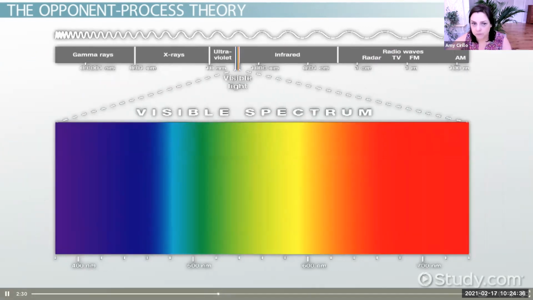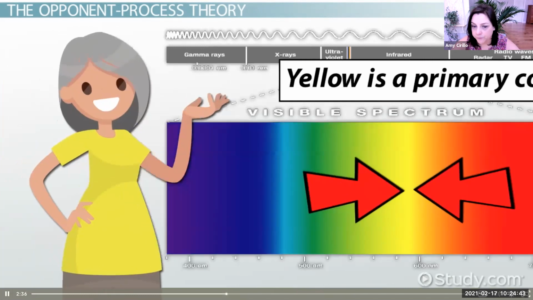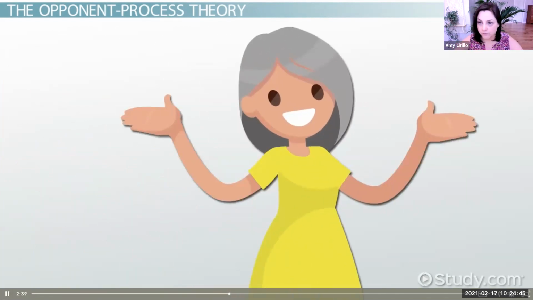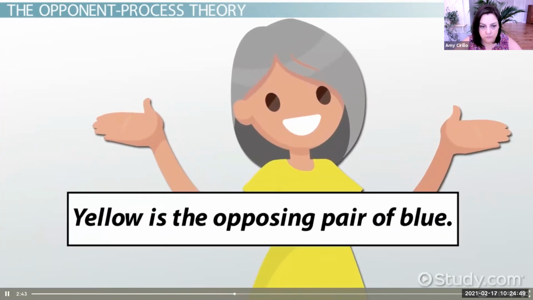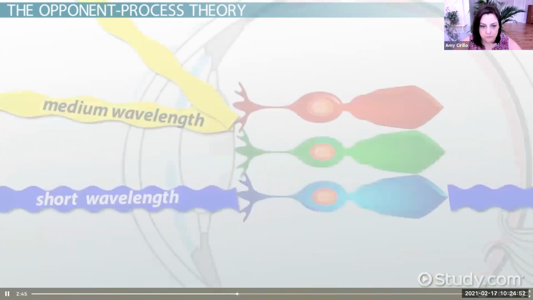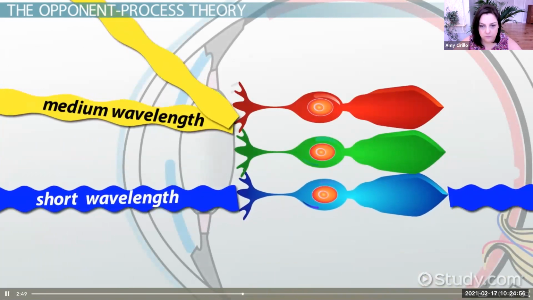We can see the color yellow. Yellow is a primary color, meaning it's not composed of any other combined colors. So how can we see it if there is no cone for yellow? Yellow is the opposing pair of blue. So as long as the blue cone is active, the red and green cones can't send signals to the brain that can be translated as yellow.